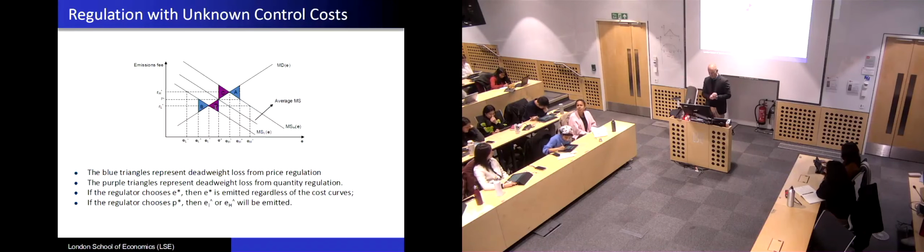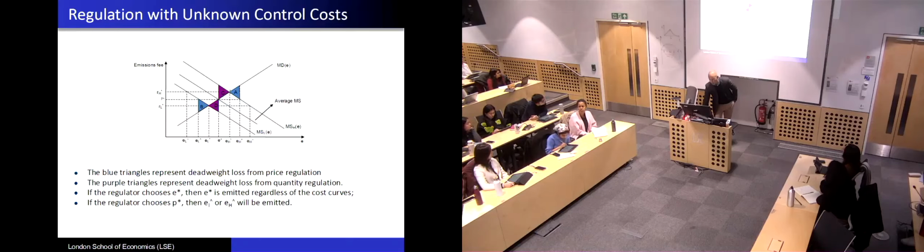All right? The blue triangle represents the dead weight loss associated with price regulation. This is what I showed you before, right? Remember these blue triangles? This is exactly what I showed you a few slides ago. If we use the expected marginal saving, we're going to set the fee at P star, right? If we had full information, we're going to set it at this point in here.